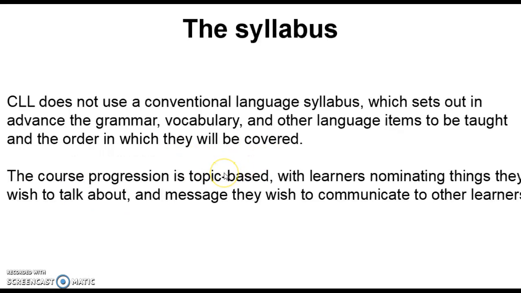The syllabus of CLL does not use a conventional language syllabus, which sets out in advance the grammar, vocabulary, and other language items to be taught and the order in which they will be covered. The course progression is topic-based, with learners nominating things they wish to talk about and messages they wish to communicate to other learners.